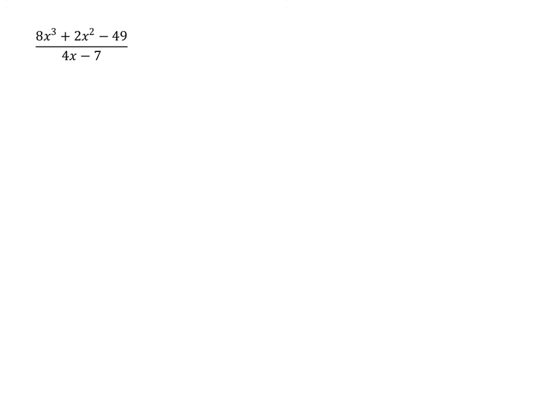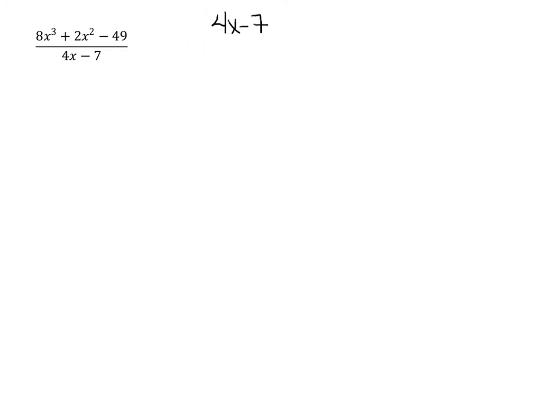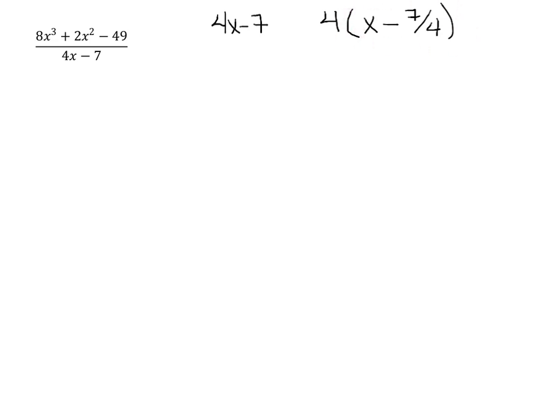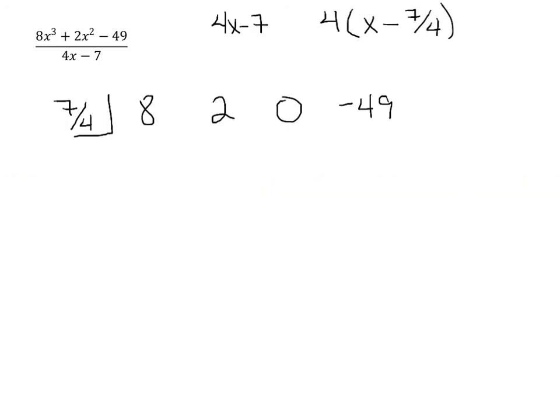So what happens when your denominator is not in the form of x minus k? Here we've got 4x minus 7. So what you're going to have to do is factor out this coefficient on x. And you get x minus 7/4. Now, this is what you're going to deal with. And 7/4 is the number that goes in that little box. We have 8x cubed, 2x squared, 0x, and negative 49. This 0x that's not showing up here, that is where most people make their mistake. So just be aware of that.